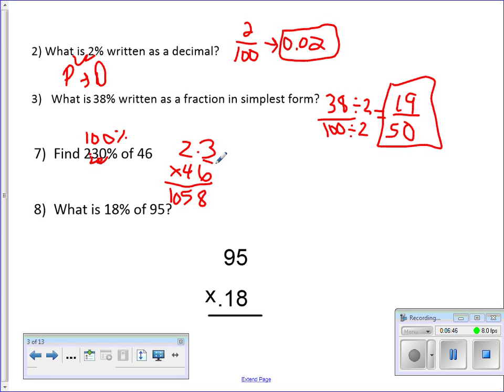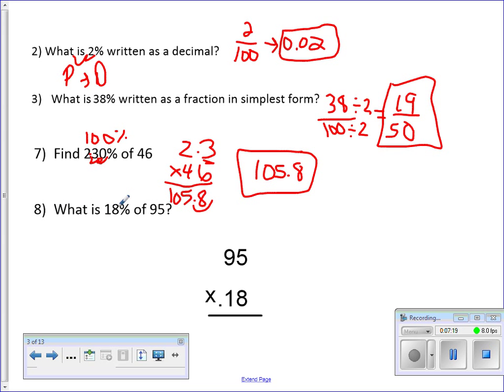We have one place value behind the decimal, so I'm going to move it once. If you were estimating, though, my answer should have been bigger than 46. So if I had my decimal here at 10.58, that doesn't make sense. Likewise, if you had your decimal behind the 8, that's much too big. So here should be your final answer.